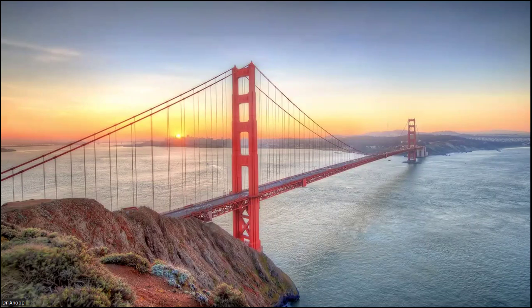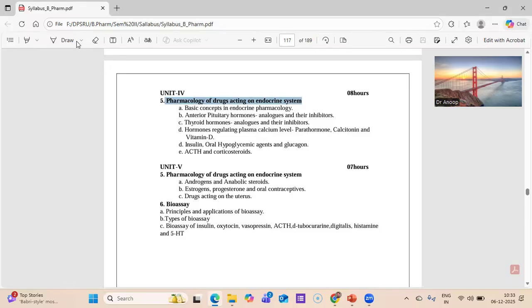So we are discussing, I am just checking your syllabus. As per your syllabus, particularly in Unit 4, there is the pharmacology of the drugs acting on endocrine systems. In this one, we have already covered oral hypoglycemic agents, insulin and glucagon. But we have not discussed the first part, that is, the basic concepts in endocrine pharmacology.